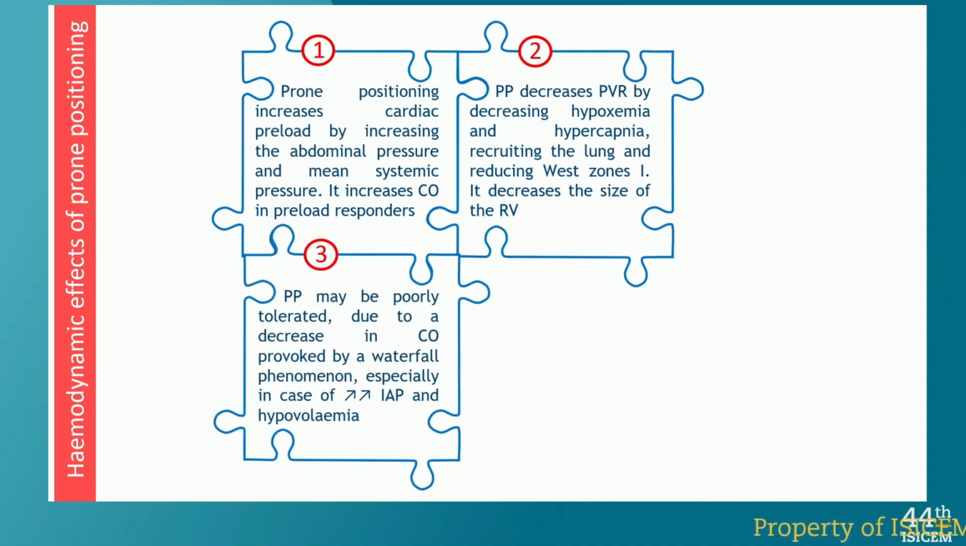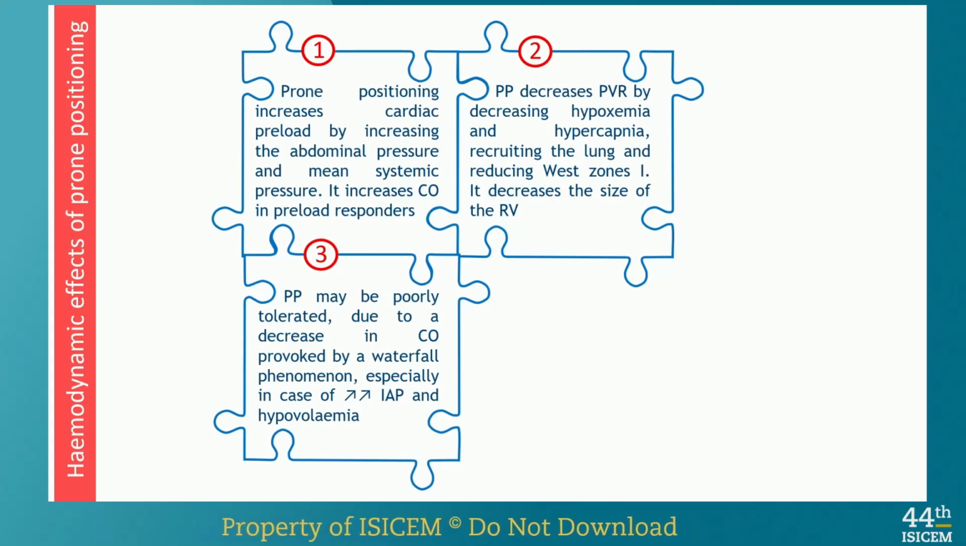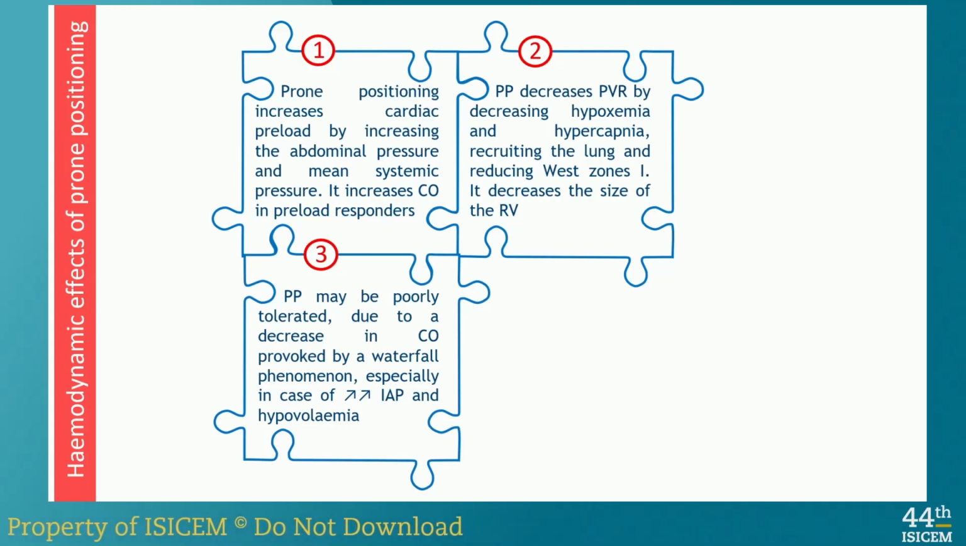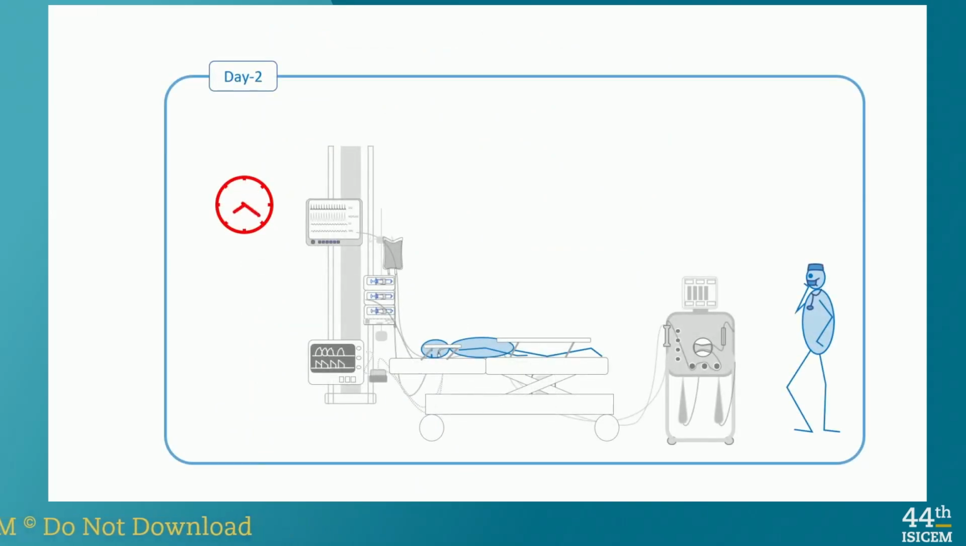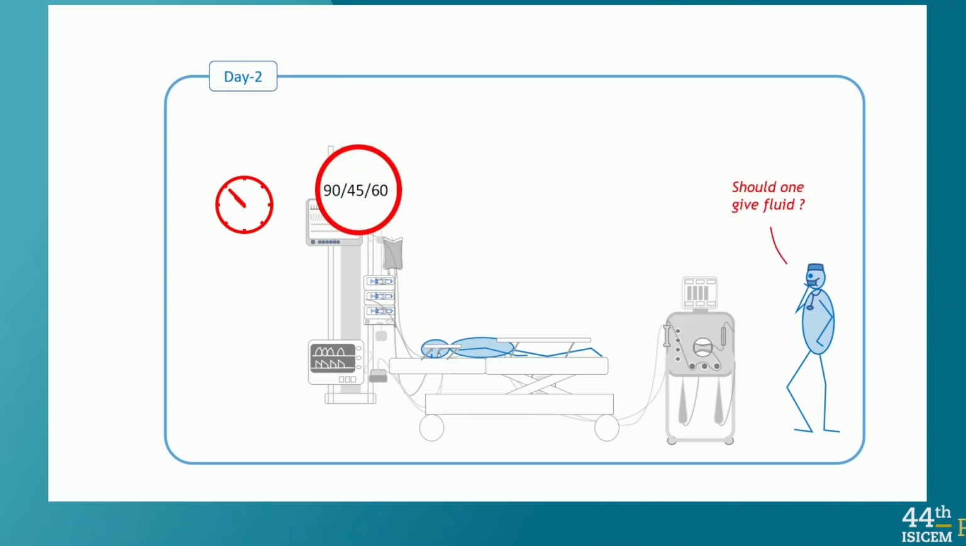Prone positioning may be poorly tolerated due to a decrease in cardiac output provoked by a waterfall effect phenomenon, especially in the case of high increases in intra-abdominal pressure and hypovolemia. Finally, today we use longer and longer prone position sessions, and it may be even for 2 or 3 days, as we heard before. And so it's more likely that blood pressure goes down during prone positioning.